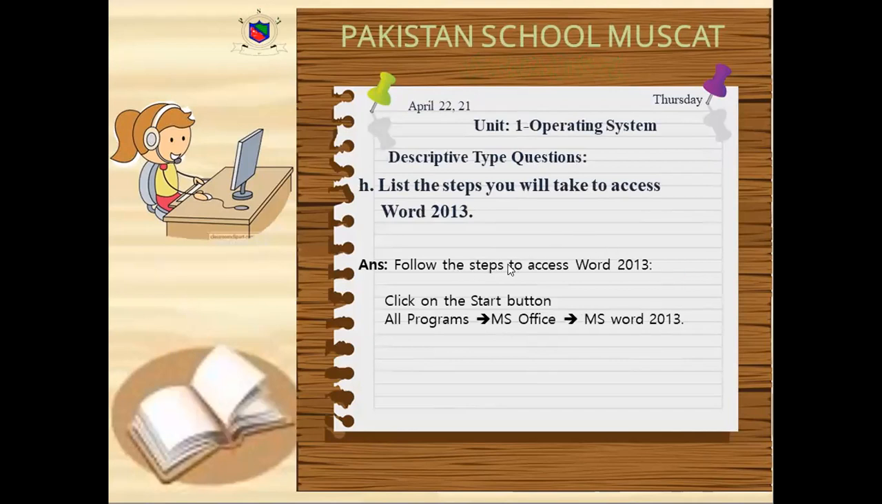So we can outline the steps as well. The answer will be: follow the steps to access. Same thing I'm telling you over here. Access means to open Word 2013. First you need to click on the start button, then all programs. Then you have to check for Microsoft Office. This arrow means click: click on the start button, click all programs, then click on Microsoft Office. And lastly, you have to click on MS Word 2013. This way you can open your Word 2013.